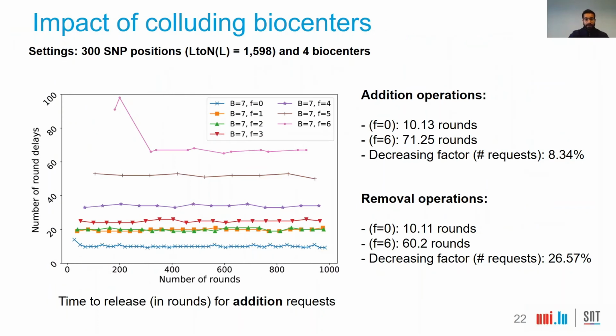In this slide, I will present the impact of colluding biocenters. This chart is showing the operation delays for additions, but both for additions and removals, we have a similar behavior. And as expected, as we increase the number of colluding biocenters in the federation, it's more difficult to find a safe batch of requests.